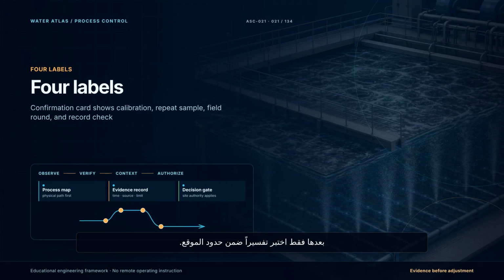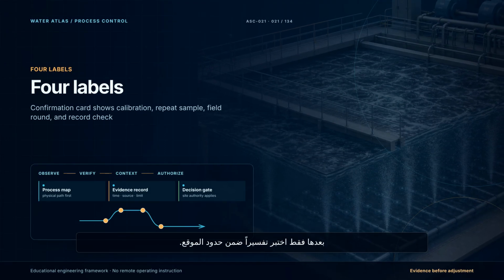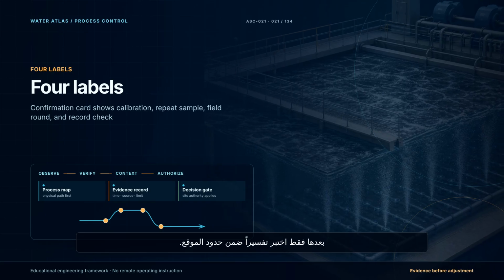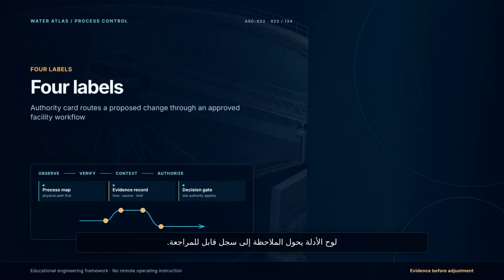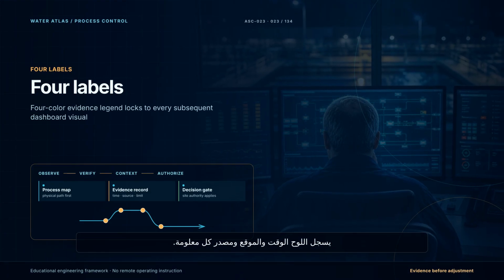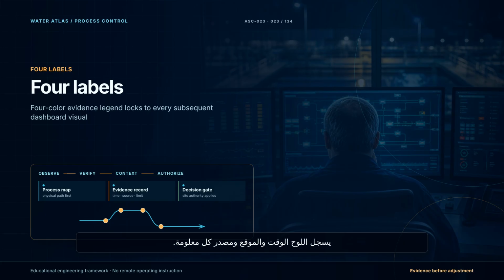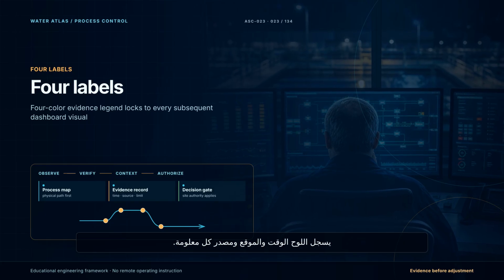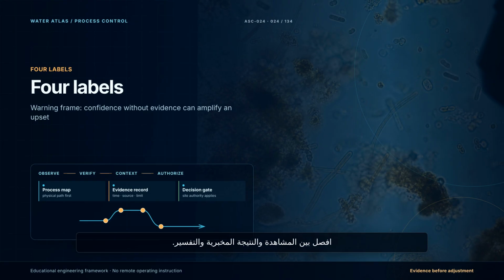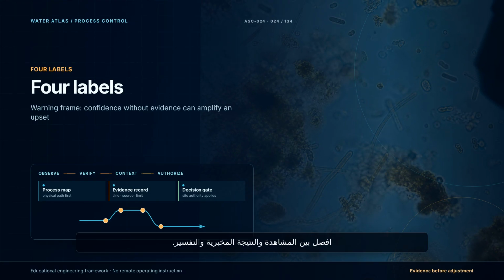The first label is observation. For example, the final effluent looks different. The blanket appears higher than usual. A blower is unavailable, or ammonia results have changed. An observation is not yet a cause. The second label is interpretation. A high blanket might relate to solids loading, settling behavior, hydraulics, return capacity, equipment condition, sampling timing, or something else. An interpretation must remain a hypothesis until it is checked.